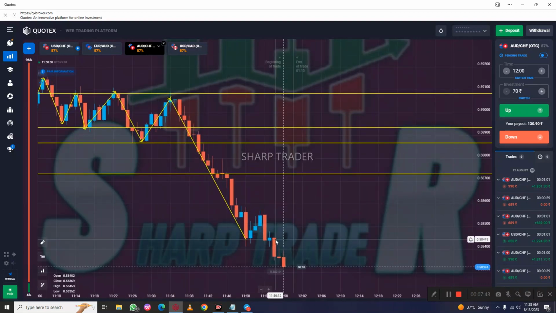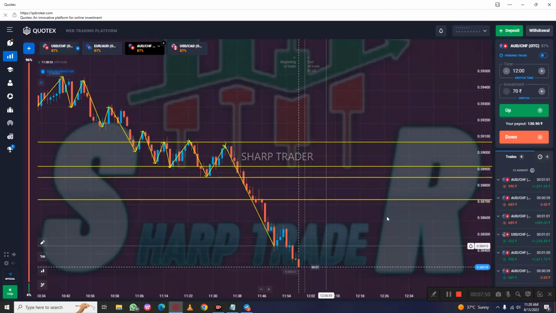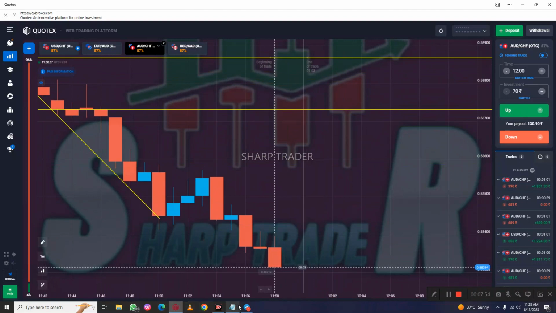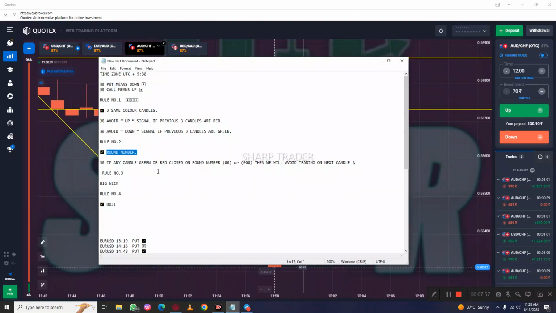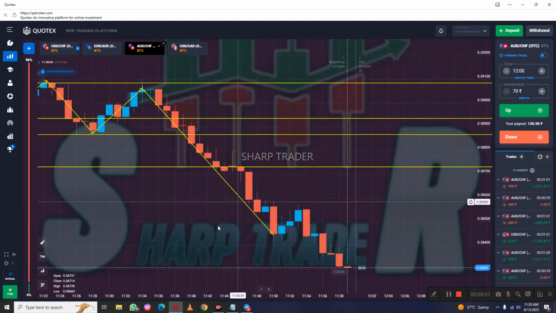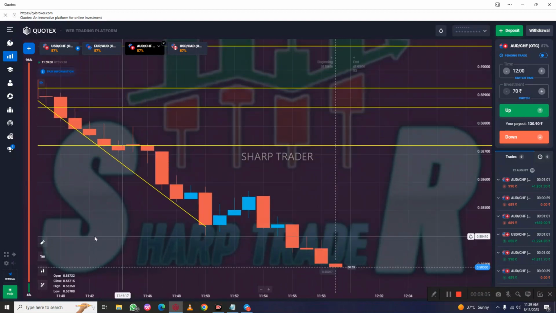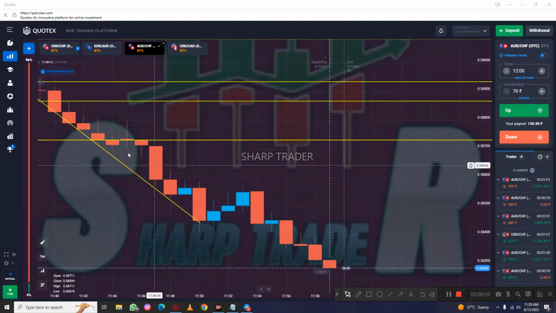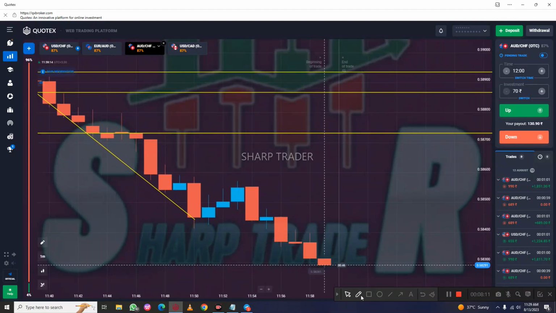I think this was not that complicated. Okay, let's move towards the next rule. The third rule is big wick. It is not that complicated. Big wick.